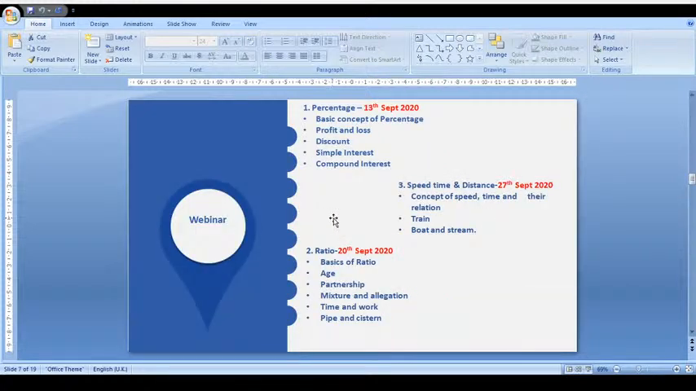So as I covered initially the module percentage on the 13th September of 2020, today we are going to cover the ratio module, in which there are six chapters that come in the ratio. That is the basics of ratio, partnership, mixture and alligation, time and work, and pipes and cisterns.